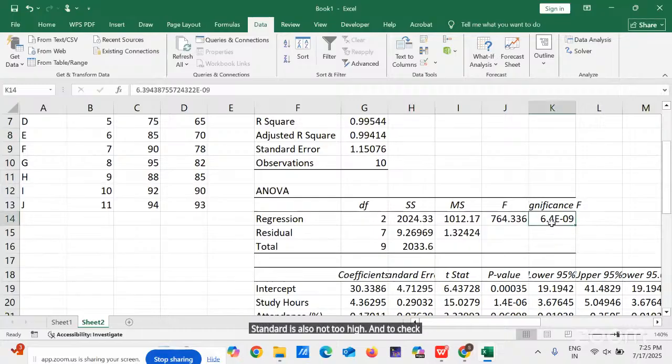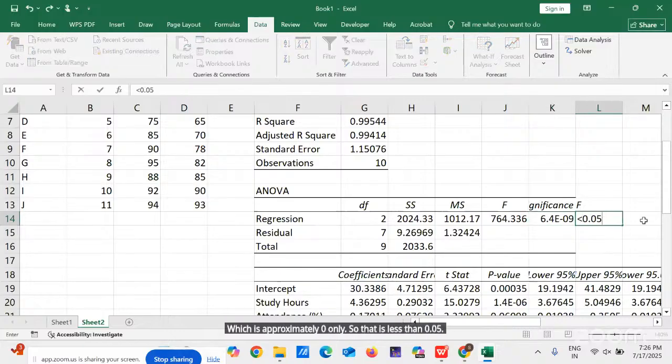And check first whether the model is statistically significant. If the model is statistically significant, then only you go for writing the model. That is building up the model, what we say. So here also it is 6.4. So many, if they have a misunderstanding, may feel 6.4 is a big value. It is actually 6.4 E minus 9, that is 6.4 into 10 raised to minus 9. That is 8 zeros and 64, which is approximately 0 only. So that is less than 0.05. So this model is also statistically significant.